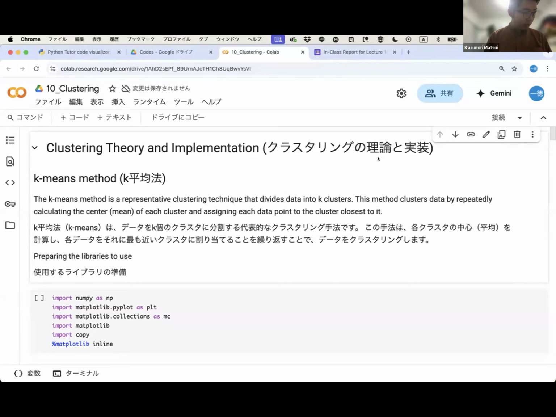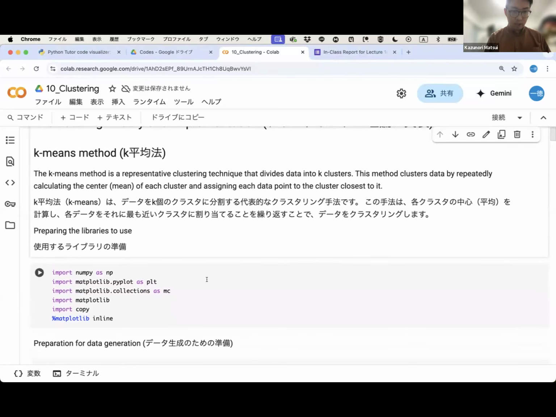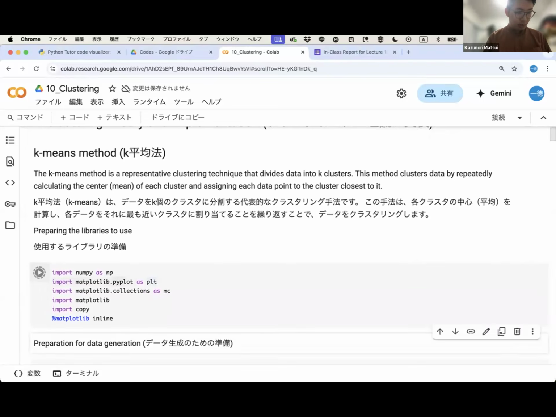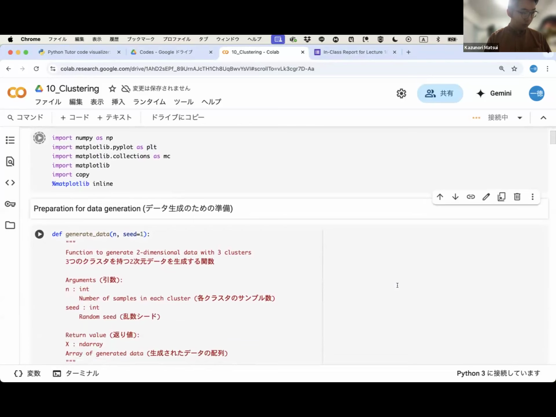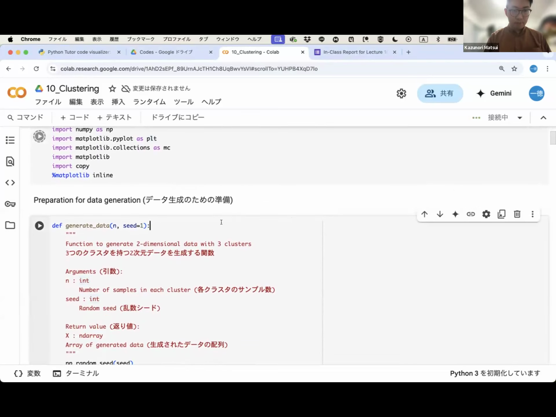Now let's look at the implementation for the k-means method. First, let's prepare the library as usual. Let's prepare for data generation.